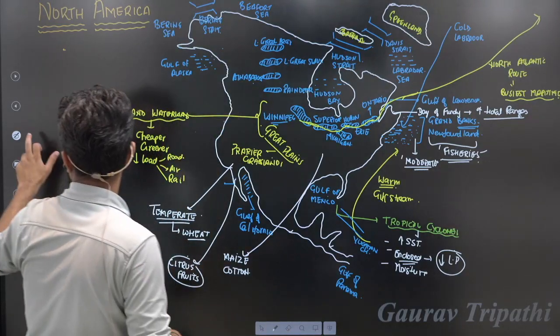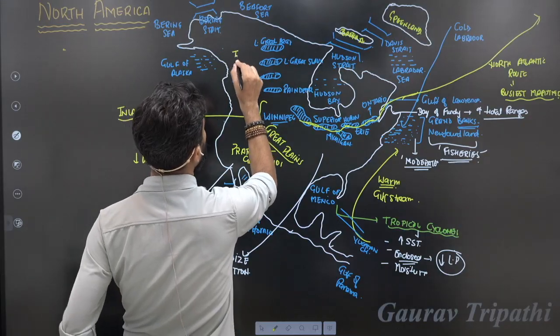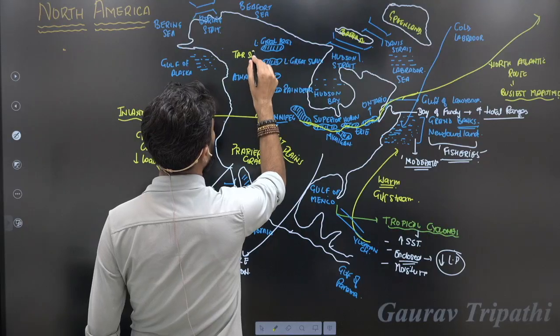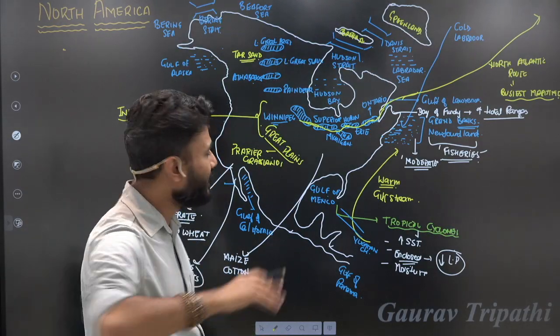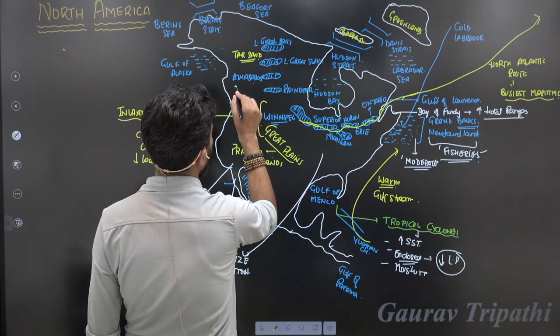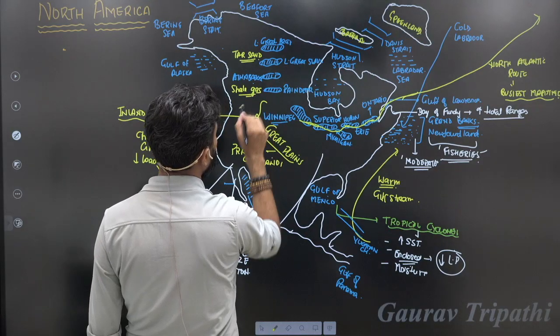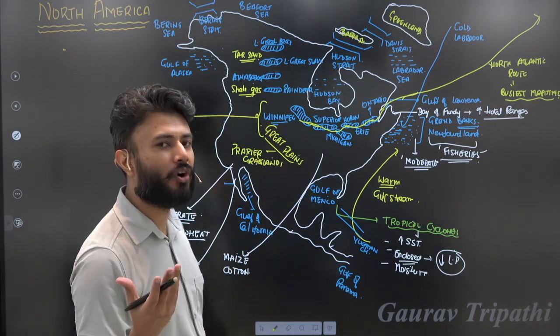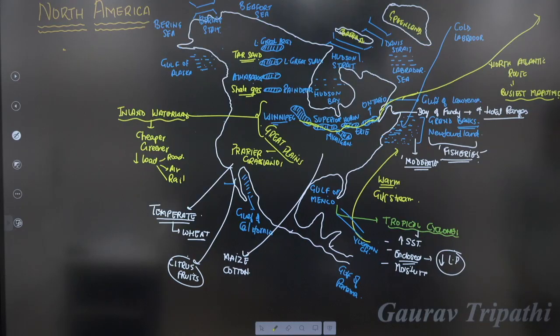This region is also famous for tar sand, right? The region is also famous for shale gas, crude oil and petroleum. So we have already seen these. These are the important areas when we talk about the resources and the water bodies.